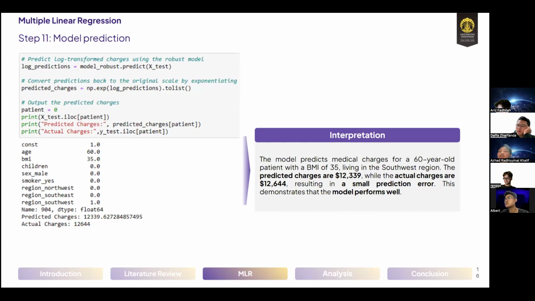And then we go to the model predictions. So here is an example of the predictions used on the model. Here the predicted charge is 12,339, where the actual charge is 12,644. This shows that there is a small prediction error, which demonstrates that the model performs really well.